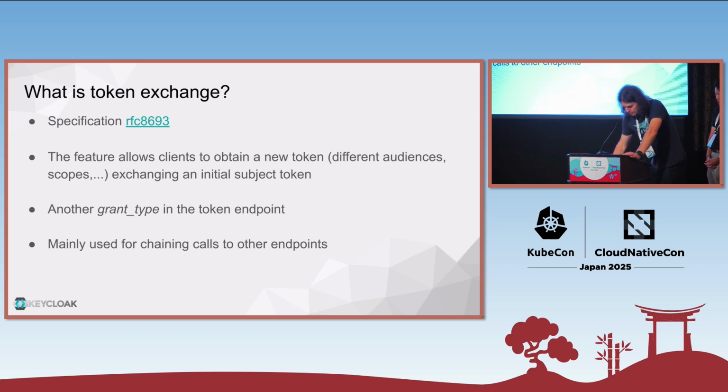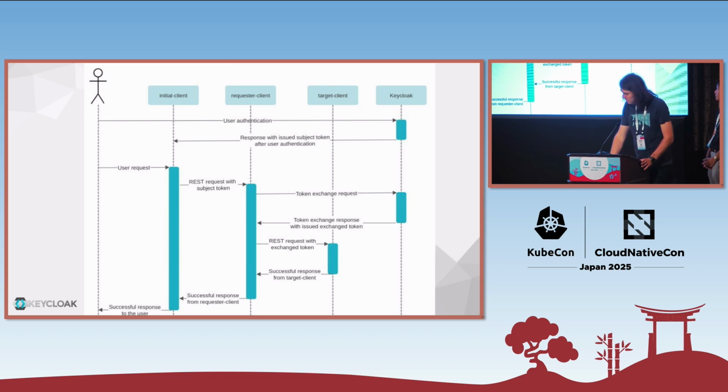So that's the feature which my team was working on, and token exchange is the specification of RFC 8693, and it's the feature which allows clients to obtain a new token based on the existing token. So it basically allows the client to use a different token with different scopes or audiences. And it's mainly used for chaining calls to other endpoints.